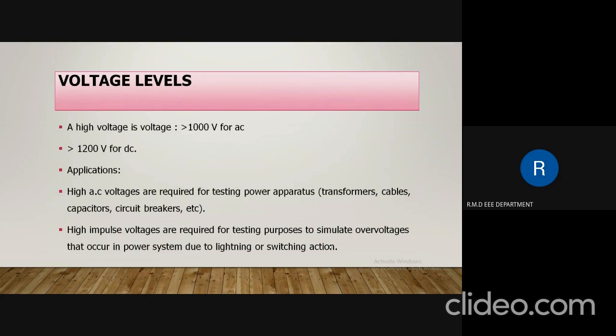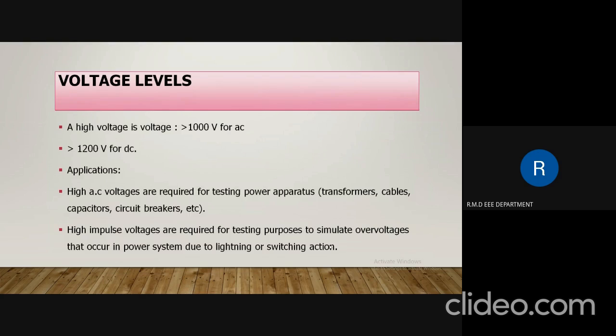And what are the applications of these high DC voltages? The electron microscope and X-ray units require a voltage of about 100 kilovolt or more. HVDC is required for insulation tests on cables and capacitors, and for electrostatic precipitators. In HVAC, we require a high voltage of greater than about 400 kilovolt for testing power apparatus for extra high voltage transmission lines. And high impulse voltages are required for testing purposes, in order to simulate the voltages due to lightning and switching surges.